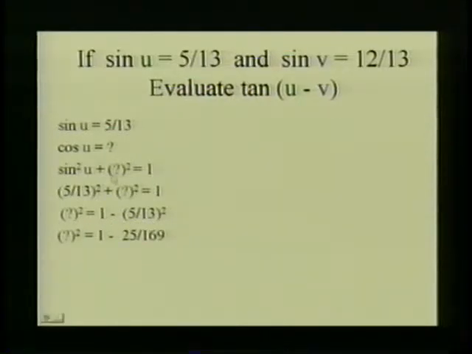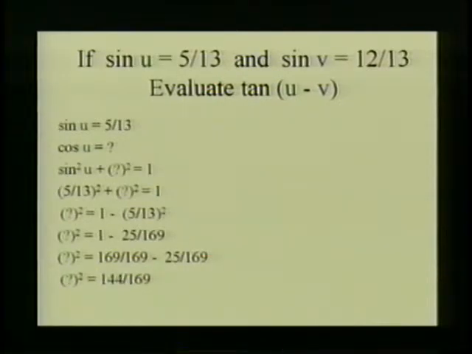5/13 squared is 25/169. Now if I get a common denominator, 1 is 169/169, and subtract 25/169, I'm going to get a real sweet number. 169 minus 25 is 144. So 144/169 is the square of what I want. So apparently the cosine of u is 12/13.